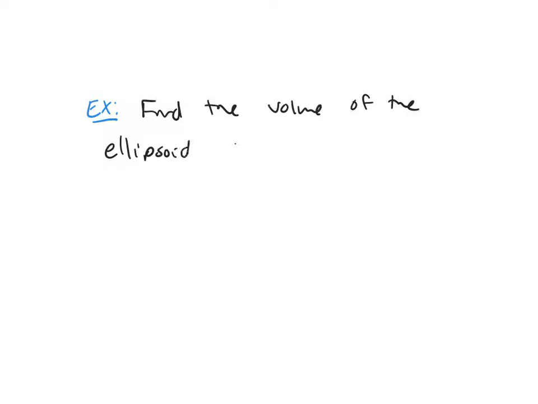So now let's look at an example where we find volume. We can use triple integrals to help us find volume. So find the volume of the ellipsoid given by 4x squared plus 4y squared plus z squared equals 16.